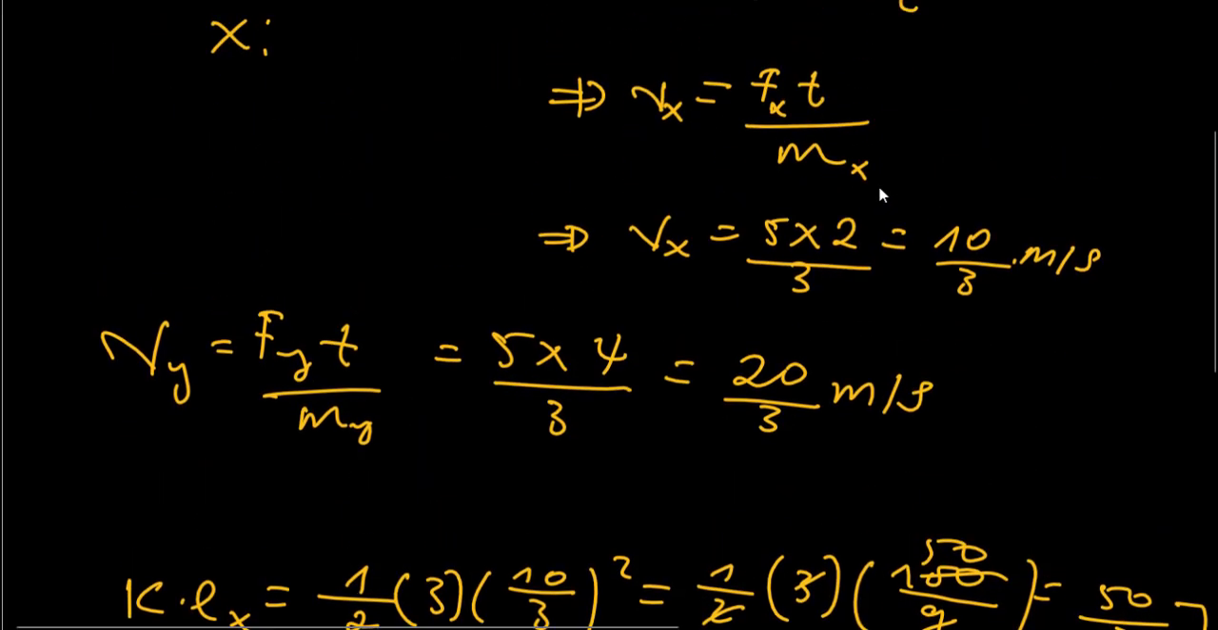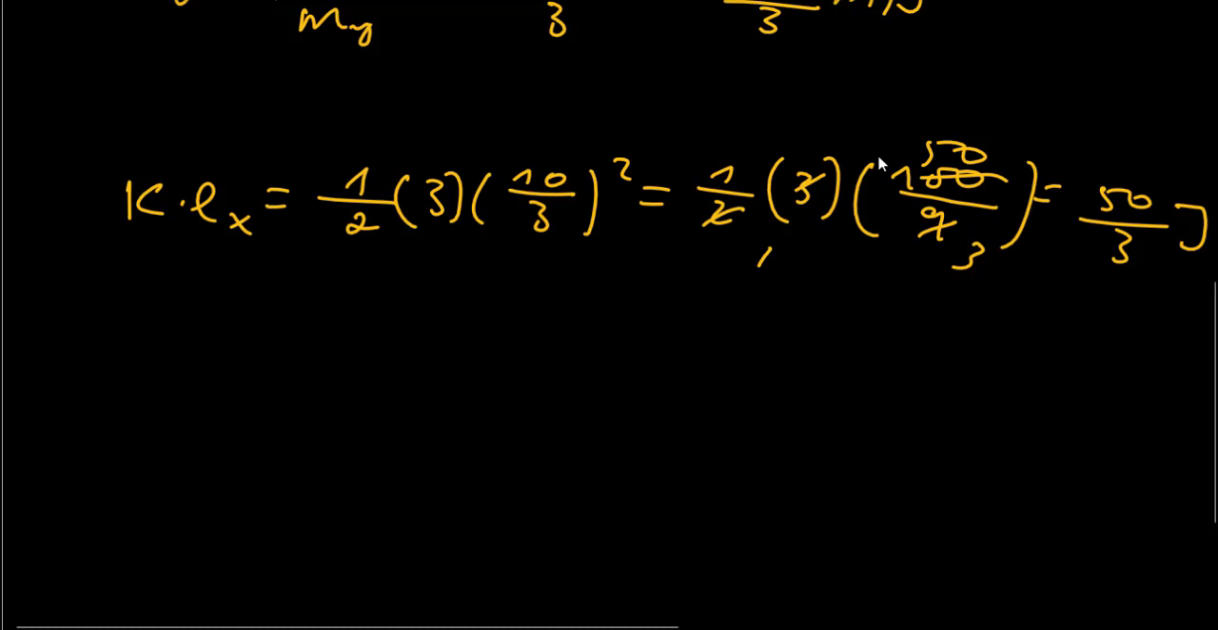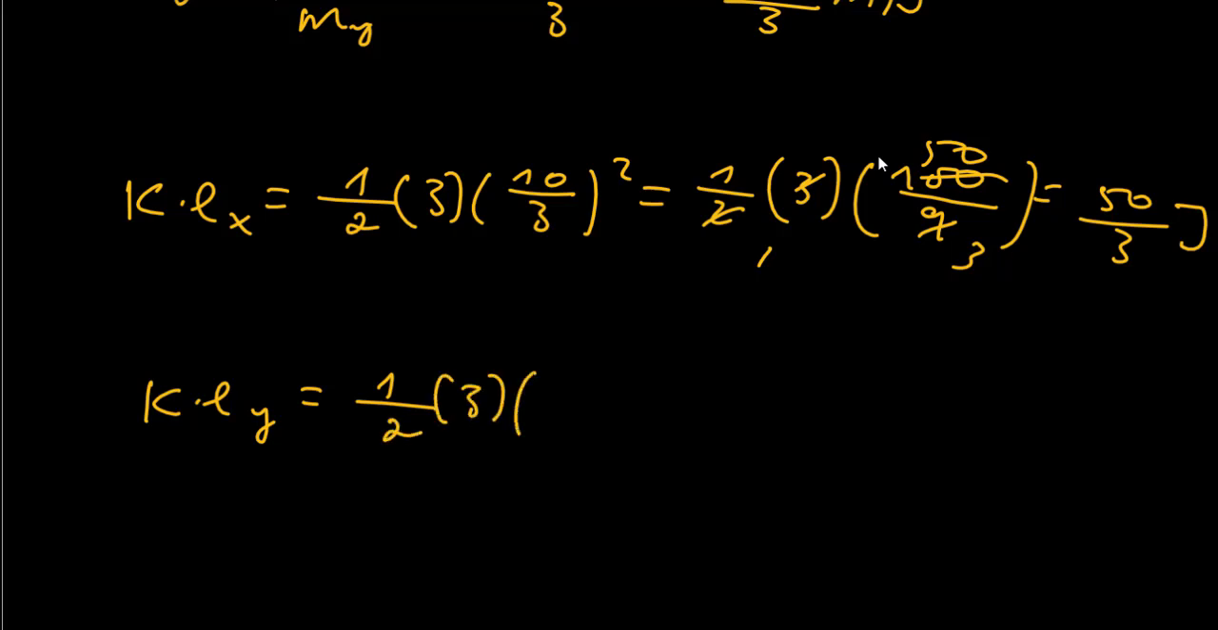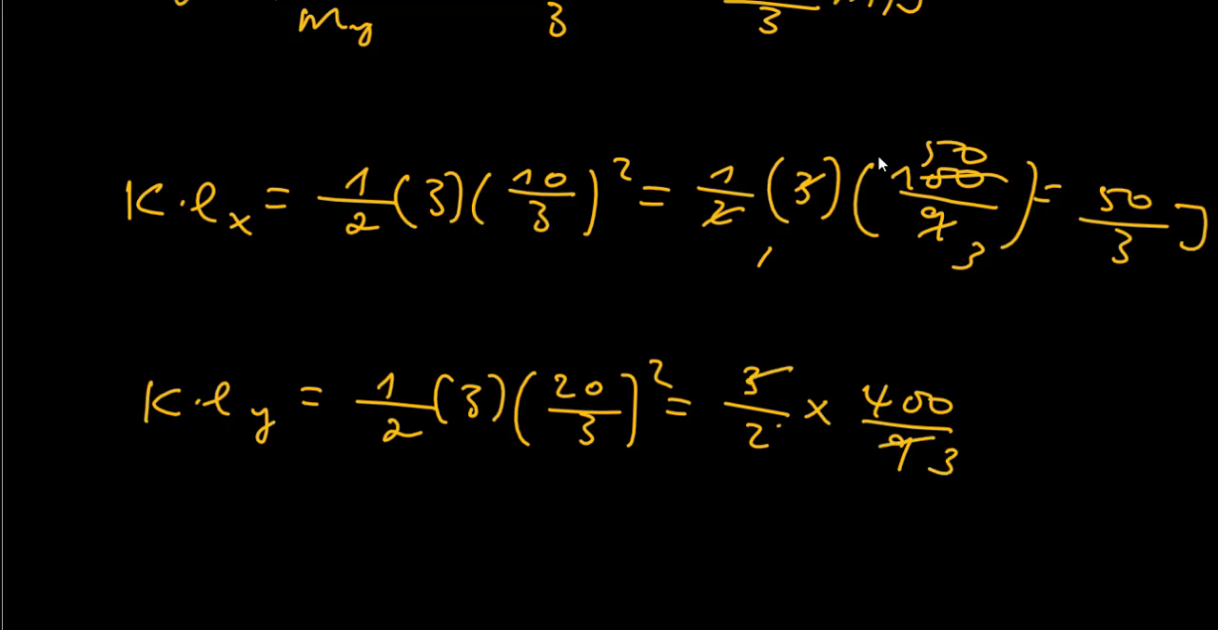For y, we are going to calculate the kinetic energy of y. It is going to be a half, identical mass 3, speed squared, 20 divided by 3, all of that squared. This gives me 3 over 2 times 20 squared is 400 divided by 9. 3 simplifies with this, and this goes 200. So we have 200 divided by 3.